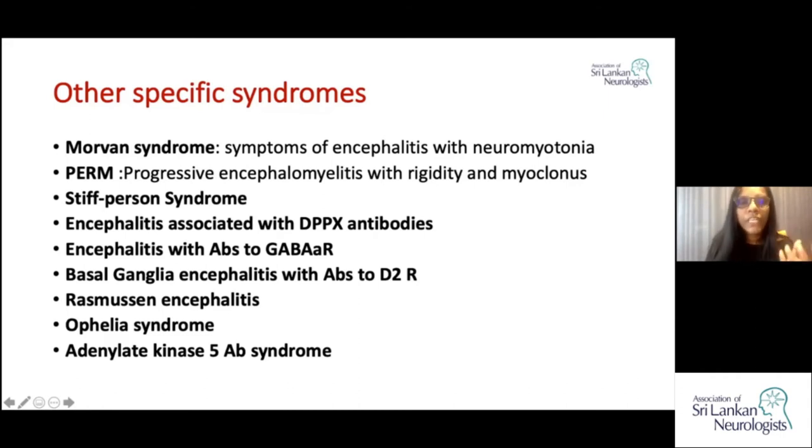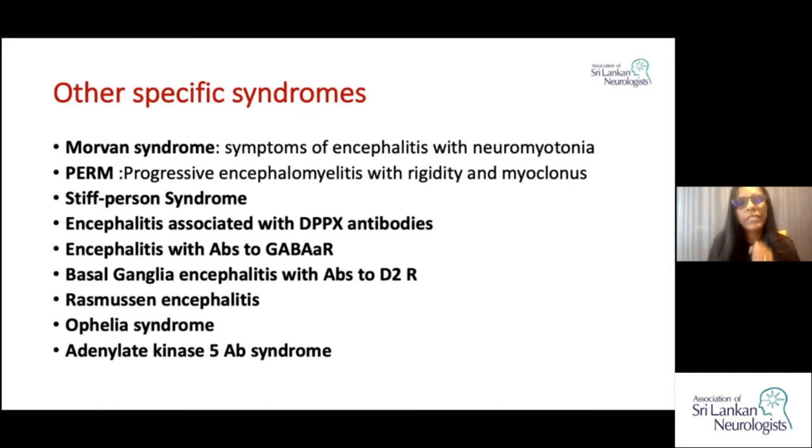So each of them has very specific clinical features. For example, if you take Morvan syndrome, they have neuromyotonia and also neuropathic pain. Whereas in PERM, or progressive encephalomyelitis with rigidity and myoclonus, they have more spinal cord and CNS related presentation. It's a very progressive encephalomyelitis, and they have rigidity and also frequent myoclonus as features.